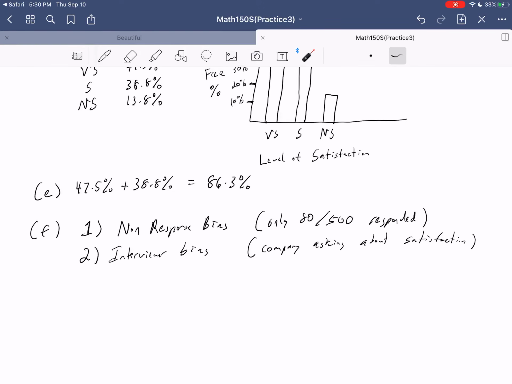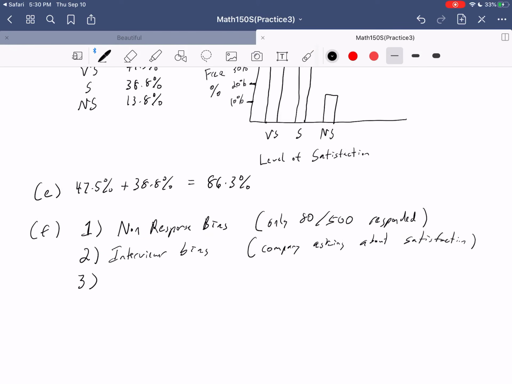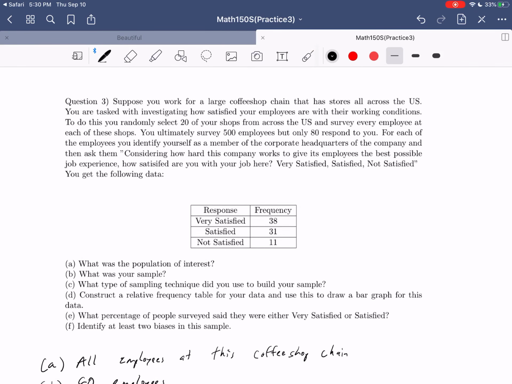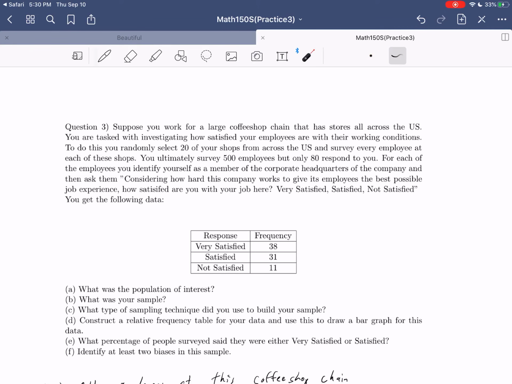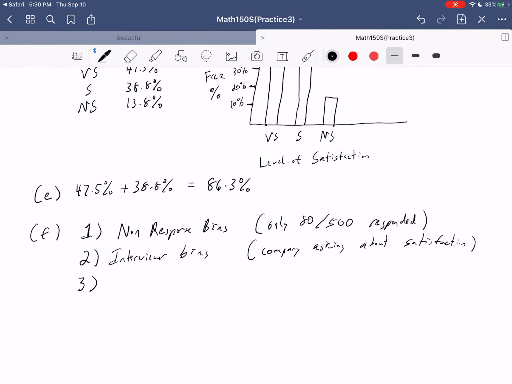People are going to be unlikely to say that they're really unhappy, probably to the face of somebody who's from corporate headquarters. So certainly some interviewer bias. We can also take a look at the question that was asked. Notice that the question has this unnecessary language here, considering how hard this company works to give employees its best possible job experience. None of that should be in there, so that means there's also wording bias here.